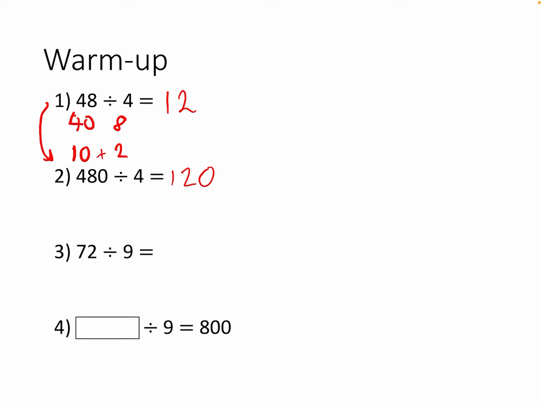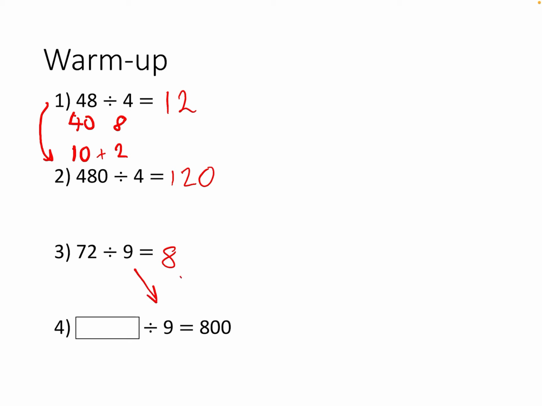We've got 72 divided by 9. How many 9s are in 72? Count up. 9, 18, 27, 36, 45, 54, 63, 72. There are 8.